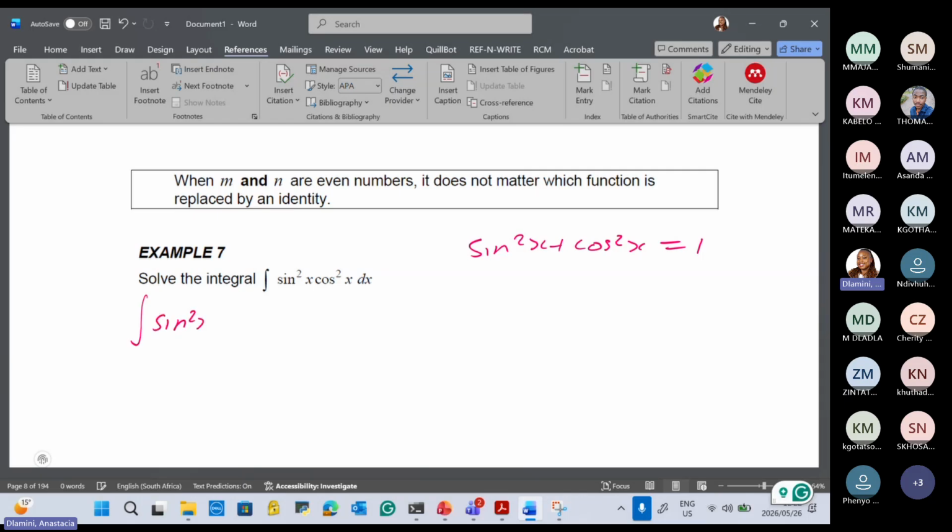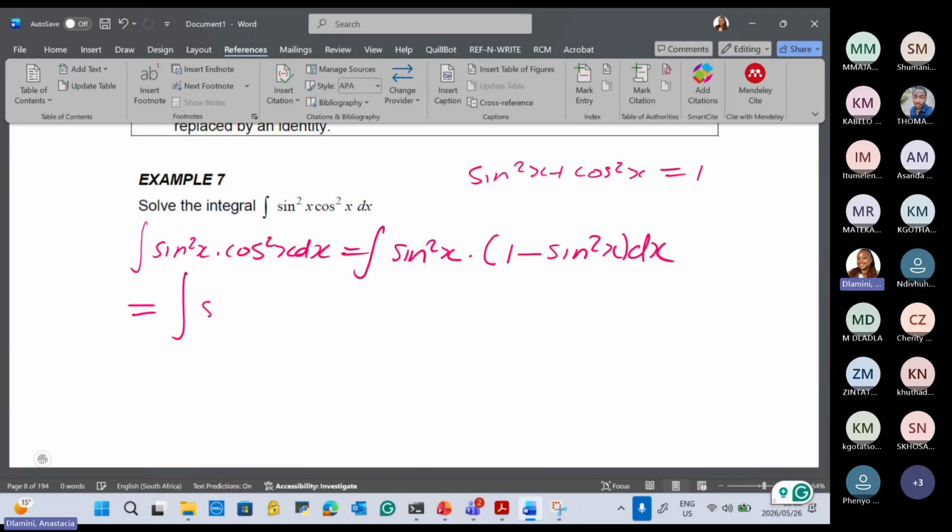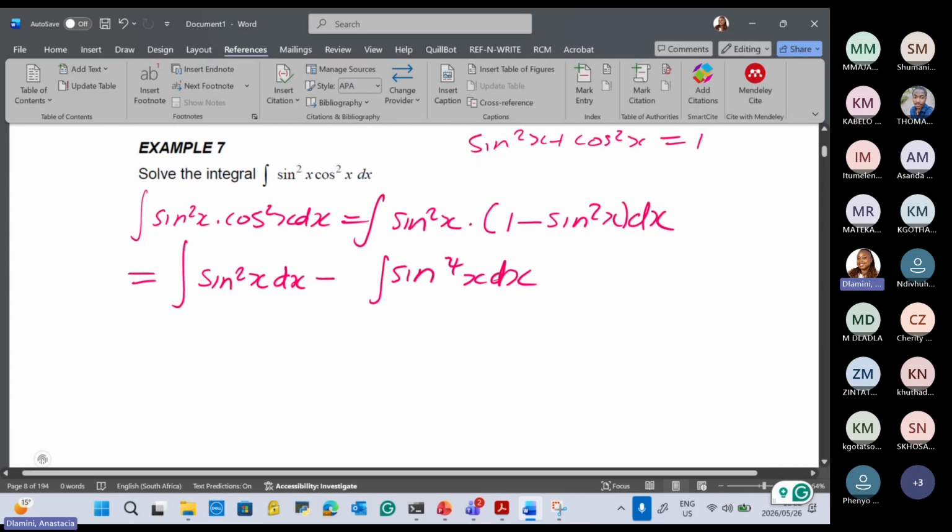So the integral of sine squared x times cos squared x dx equals the integral of sine squared x times (1 minus sine squared x) dx. Now this equals the integral of sine squared x dx minus the integral of sine to the power of 4 x dx. Are we all together? Do we know this?